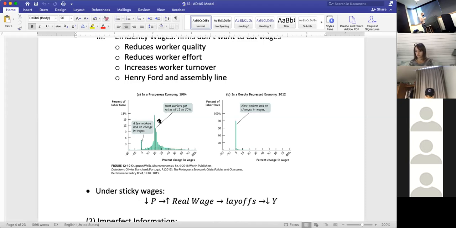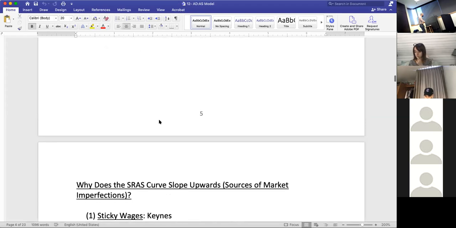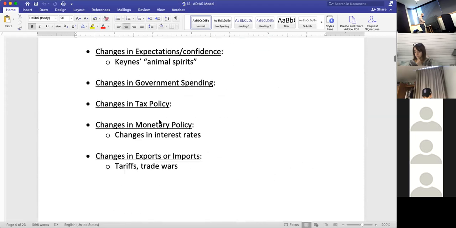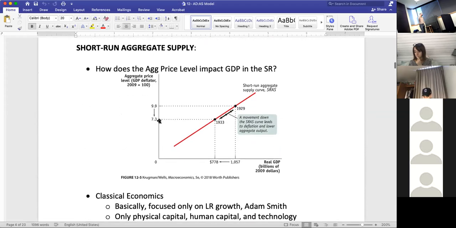And as a result, we tend to get layoffs, right? So, for instance, during a recession, when the price level falls, real wages go up, firms lay off, and we get a fall in output. That is our upward sloping supply curve, right? When the price level goes up, output goes up. But when the price level goes down, that increases real wages. Firms have to cut workers instead of giving wage cuts, and you get unemployment.